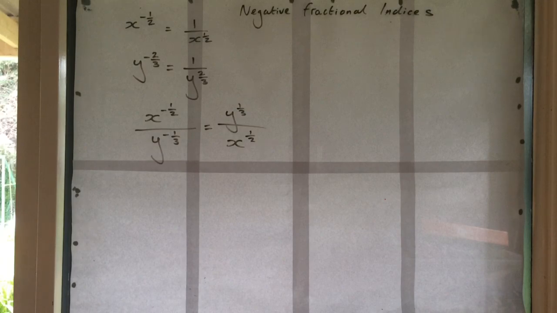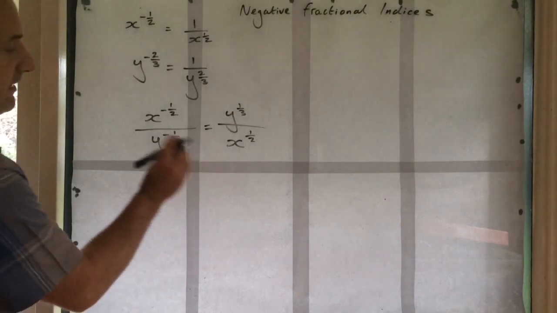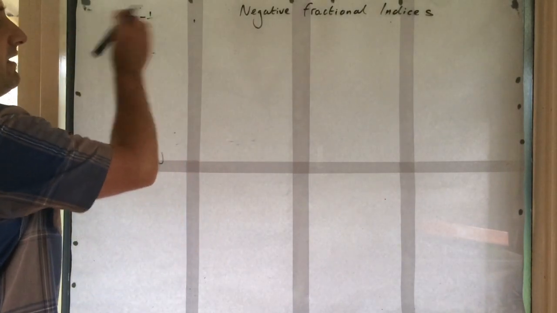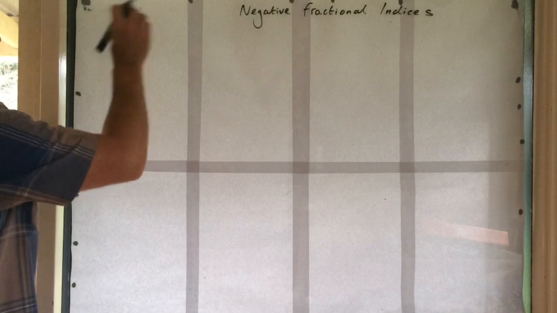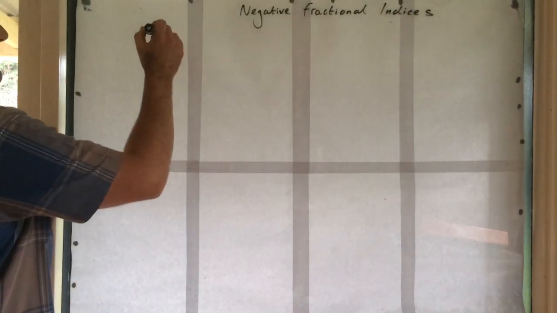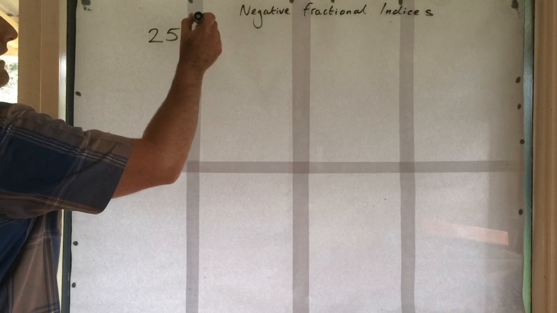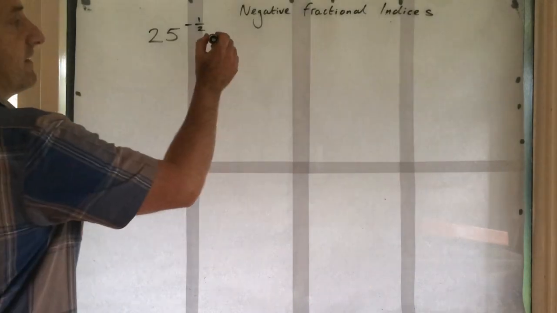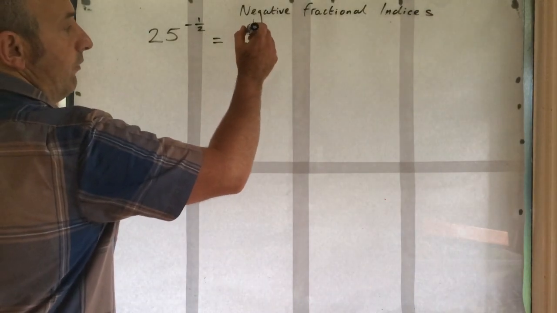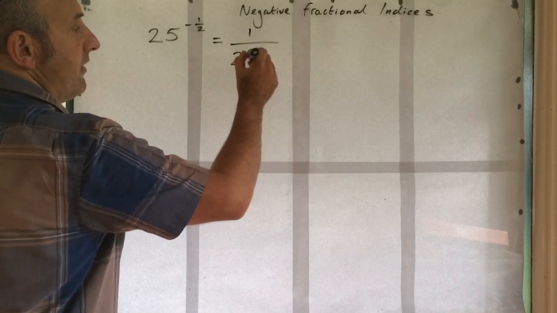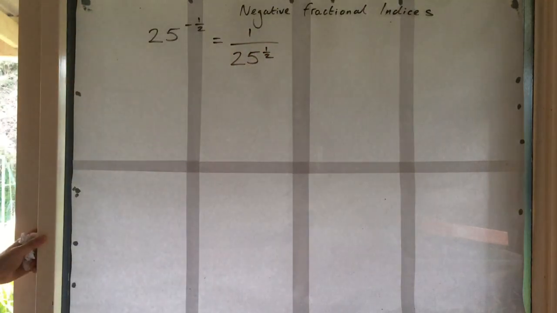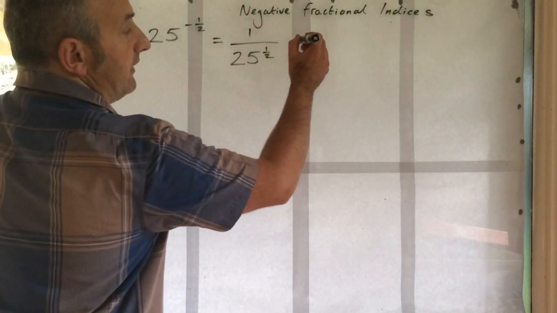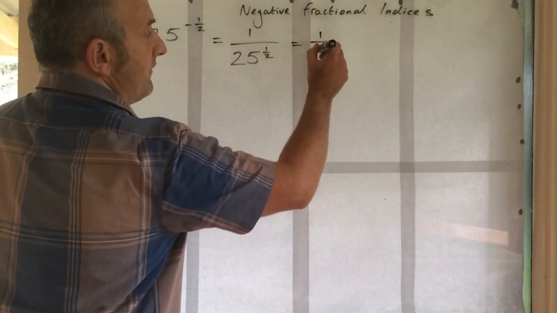Now, what if we start getting things such as this? What we're going to do is take it a step further. What if we get something like this? 25 to the negative 1/2. Okay, so we know that that is the same as 1 over 25 to the half. Then we say, okay, so we've got 25 to the half. What is 25 to the half? It's 5. So this is 1 over 5.